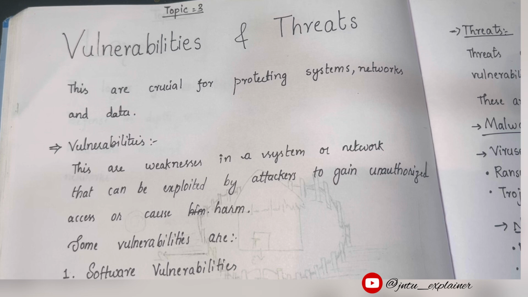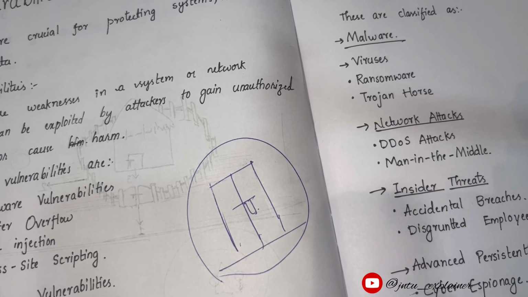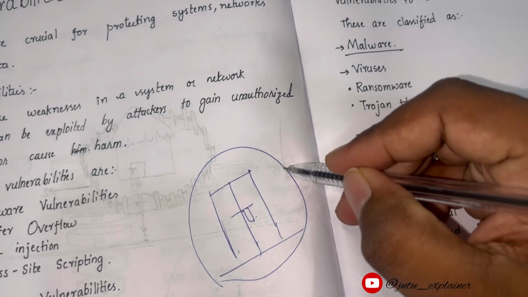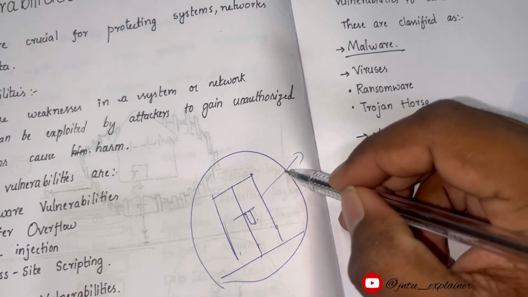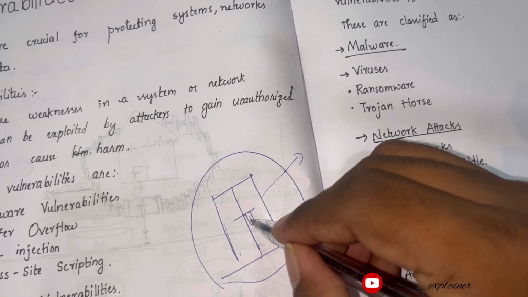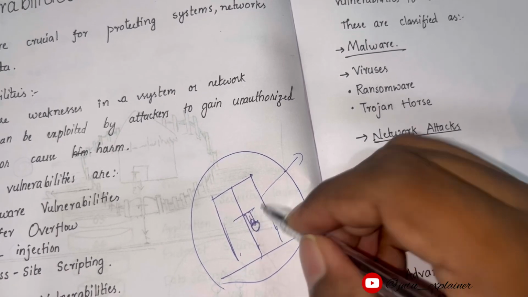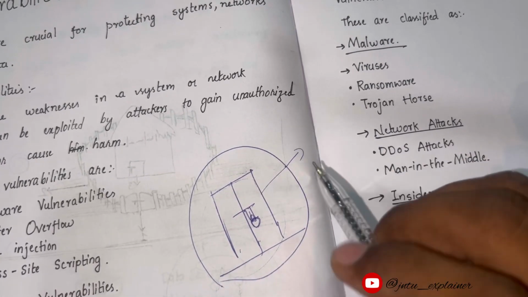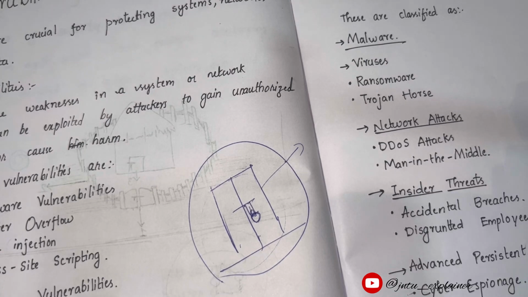So let's try to understand vulnerabilities. These are weaknesses in a system or network that can be exploited by attackers to gain unauthorized access or cause harm. Take the door of your house, which is very strong. Assume that these are the layers of your security, like this door is a layer of your security. But there may be a flaw in the lock you have used for your house. So even though the door is strong, the lock may be a weakness for hackers or thieves to enter your house.